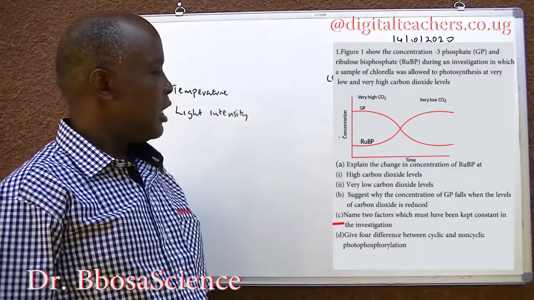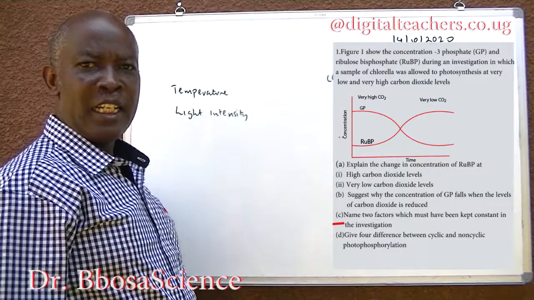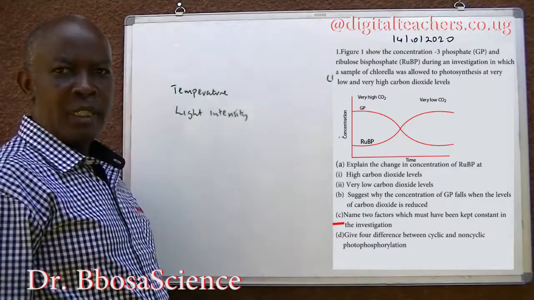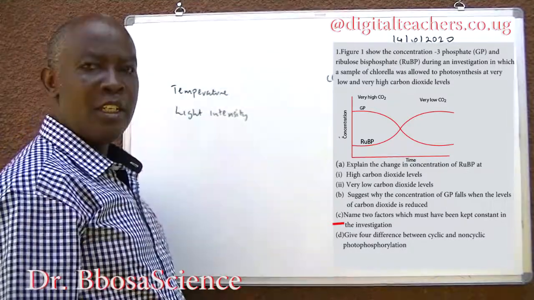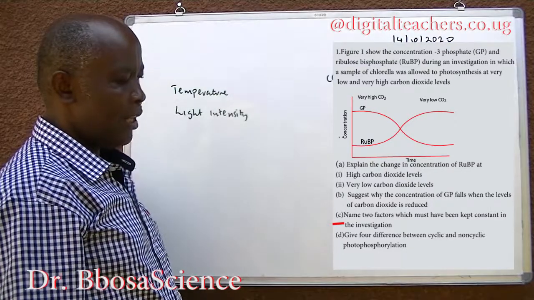C. Name 2 factors that must be kept constant in the investigation. That is temperature and light intensity. Because chlorophyll is already constant in the chlorella.